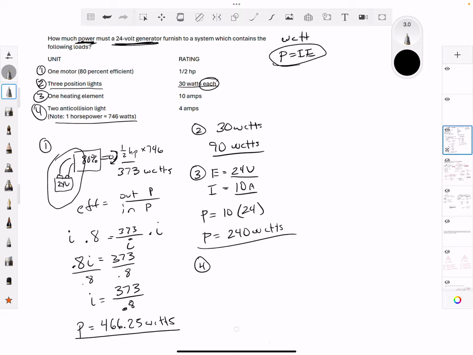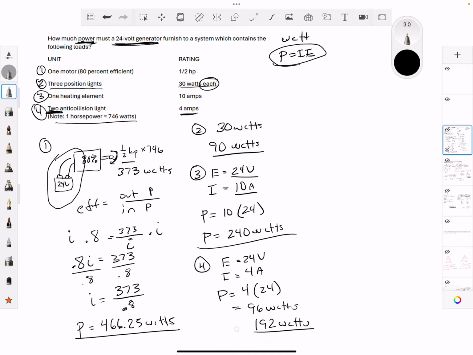And finally, we have number 4, similar to number 3. It tells us the current that is being used by each of these lights, and we again know that it's a 24-volt generator. The current for one light is 4 amps. So we're just going to use the same equation. The current is 4 and our voltage is 24, and that comes out to a total of 96 watts. One thing we need to make sure is that we read it carefully. It says 2 lights, so we multiply that by 2, and that will be 192 watts.